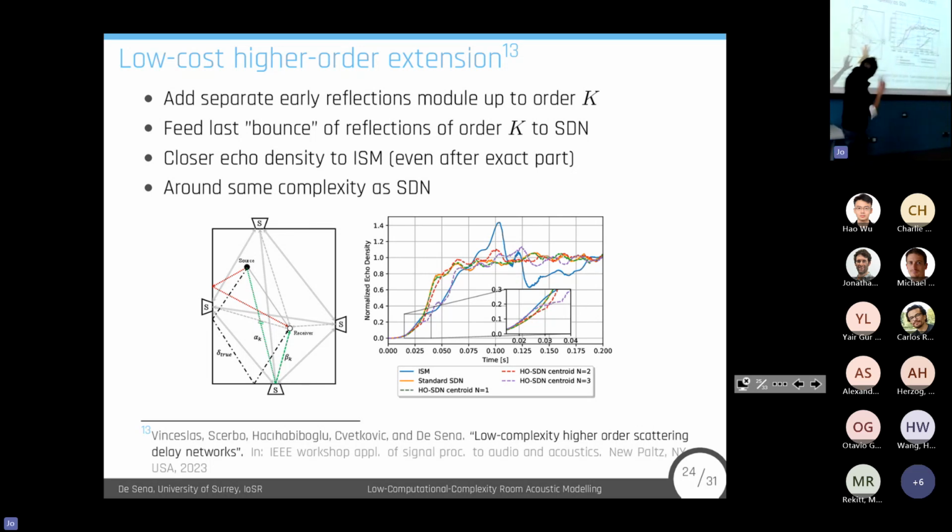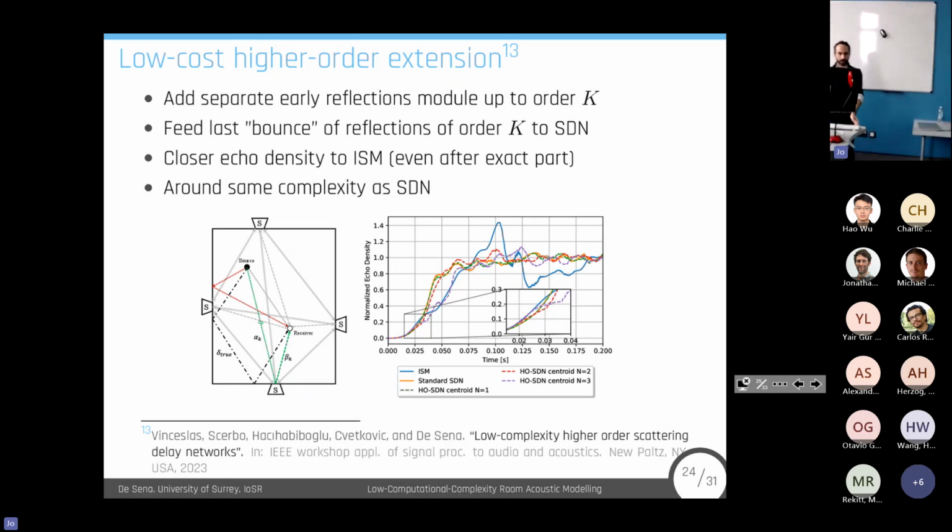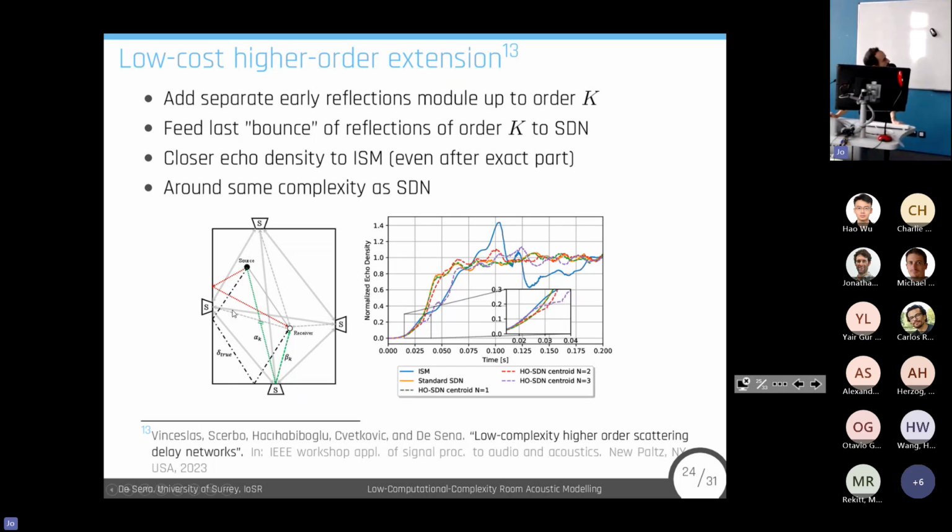So for instance, this is a second order version of this model, and you have that red line. I don't know if people can see from home. This red line here represents a first order reflection that is modeled separately as a separate module. And then the second order reflection, this is the true one. What we do is we model it by taking the signal that you have at the end of it, the last bounce of it, and then feeding it into the scattering node here.